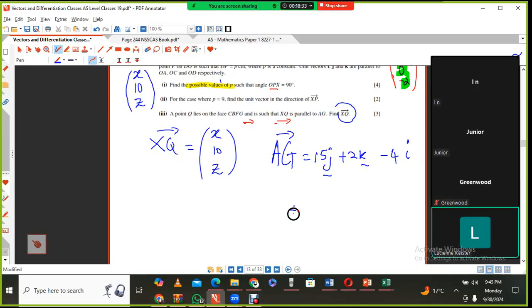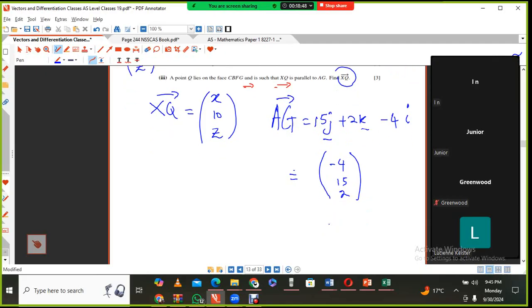So let's just clean it up nicely. As a vector, it will be minus 4, 15, 2. Give me a vector: minus 4, 15, 2. Okay, so what does it mean?